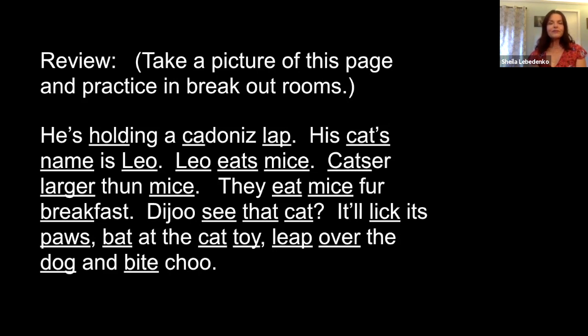So here when we do Leo eats mice, you don't have to stop between Leo and eats. You have two vowels there that you can link together with a W. Leo eats mice. Leap over has that B coming out to connect the P and the O. Leap over. Leap over the dog and bite you.